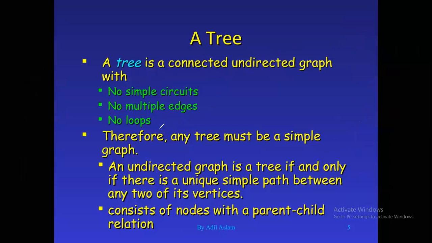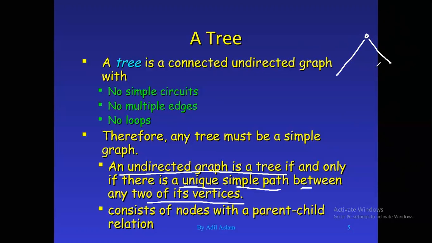Next, in another way, a definition: an undirected graph is a tree if and only if there is a unique simple path between any two of its vertices. This is a very simple definition compared to the first one. What is it saying? An undirected graph. For example, I'm taking this graph A, B, C, D, E.